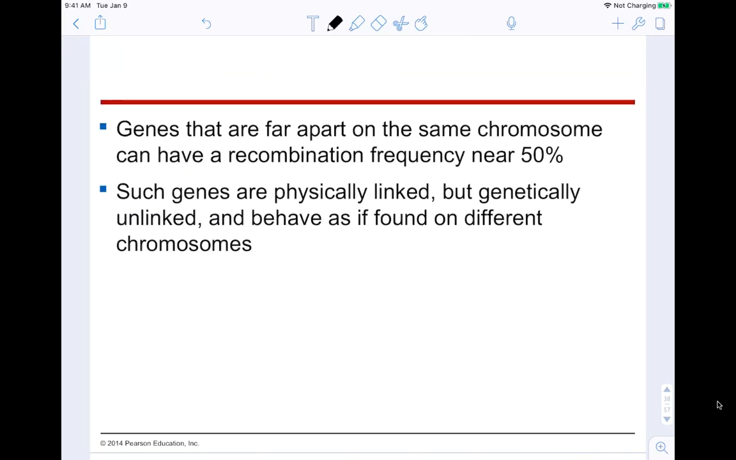So genes that are far apart on the same chromosome can have a recombination frequency near 50%. Such genes are physically linked but genetically unlinked and behave as if found on different chromosomes, okay? Because they can often be recombined and crossed over. They're so far apart that they behave as if they're on different chromosomes because they can't be kept together, since they are so far apart.